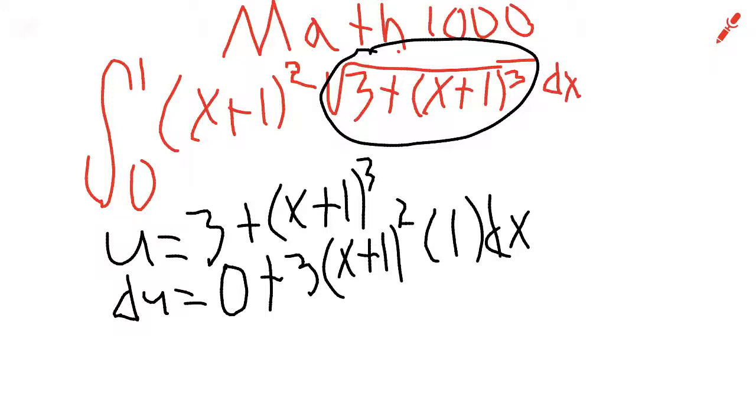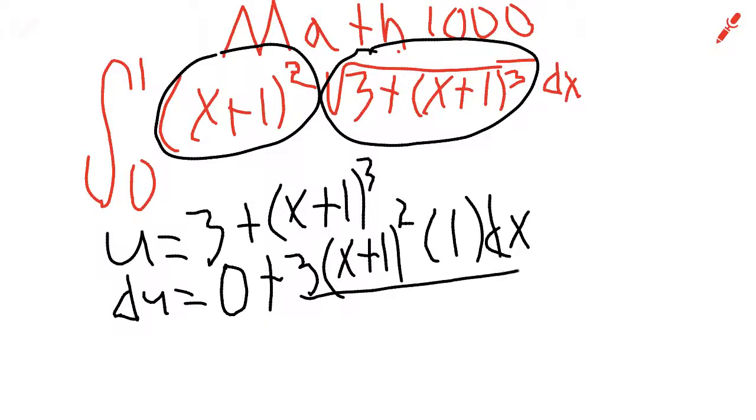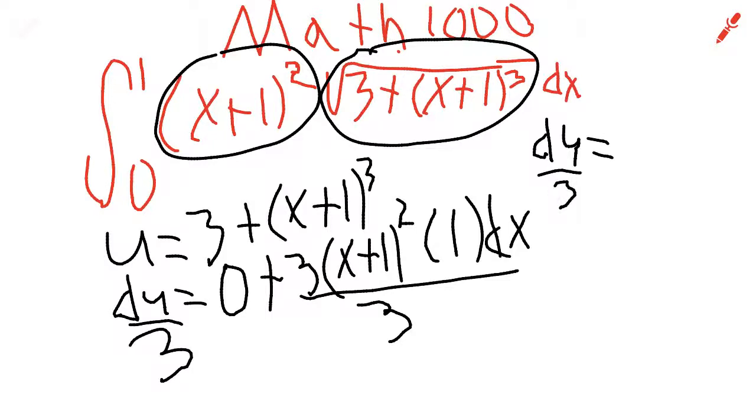So now if we want this to equal this over here in the top, we're going to have to take out this 3. So what I like to do is just divide all of this by 3, and you'll find out that du over 3 equals (x plus 1) squared dx, which is the same thing we have over here in our integral.